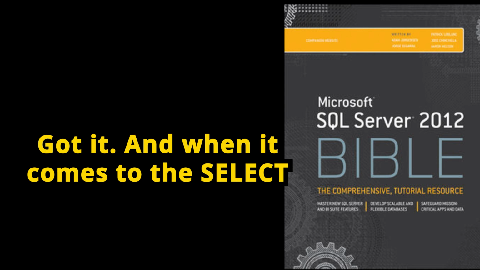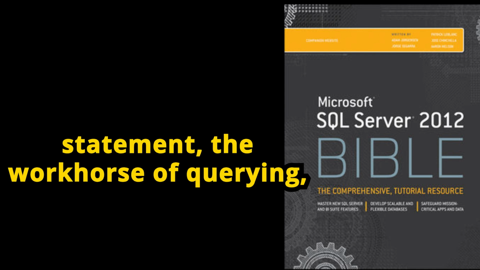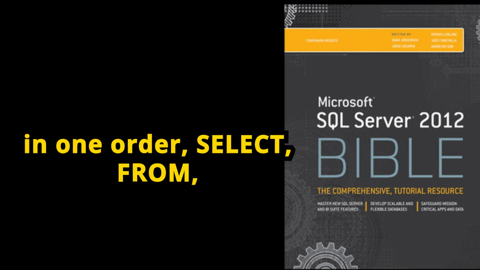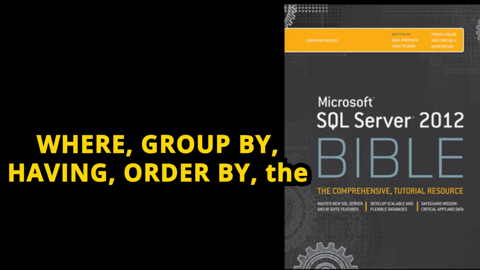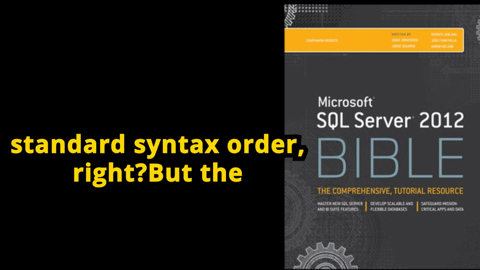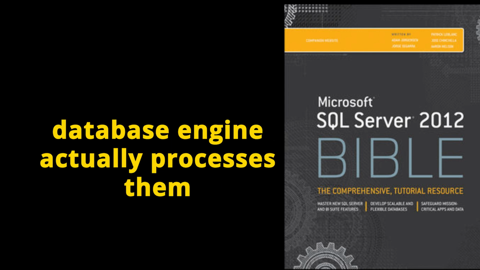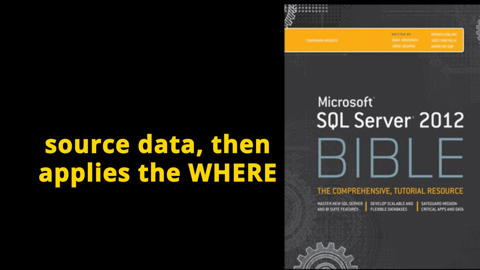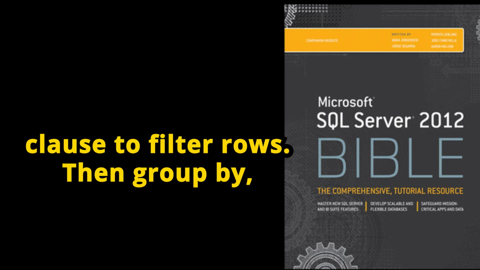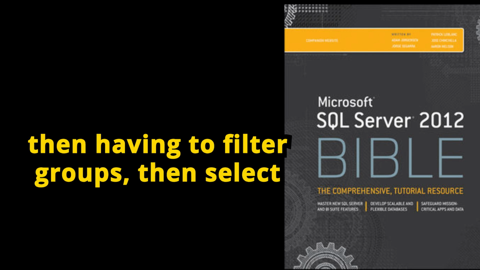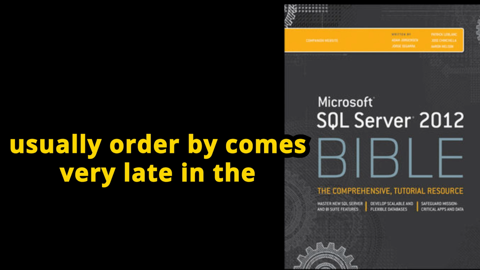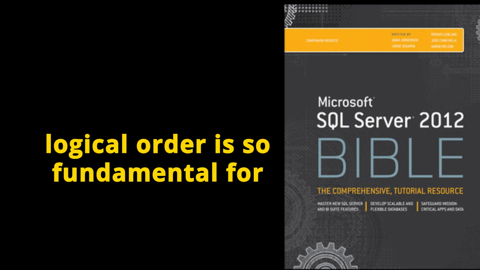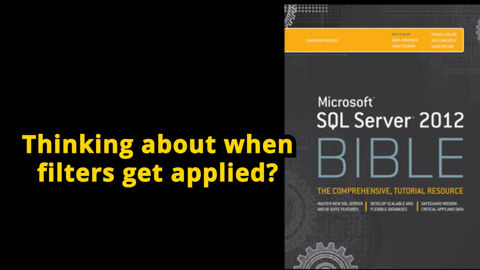Got it. And when it comes to the select statement, the workhorse of querying, there's that surprising logical processing order. You write the clauses in one order: select, from, where, group by, having, order by. The standard syntax order. Right. But the database engine actually processes them differently behind the scenes. It starts with from and joins to figure out the source data, then applies the where clause to filter rows, then group by, then having to filter groups, then select to determine the final columns, and usually order by comes very late in the process to sort the final result. That logical order is so fundamental for understanding performance, isn't it? Thinking about when filters get applied.